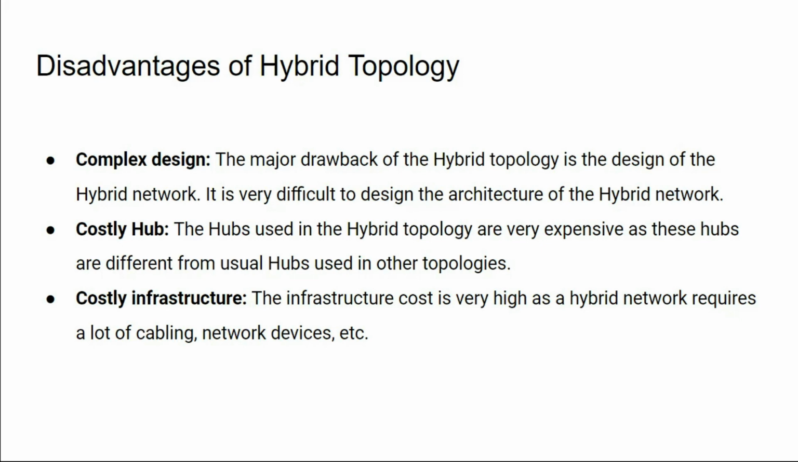So already we have discussed the advantages, and now we have discussed the disadvantages. So with this, we will be completing all 6 different types of topologies. I'll just list out what the 6 topologies are: bus, ring, star, mesh, tree, and hybrid. So each has its own advantages and disadvantages.